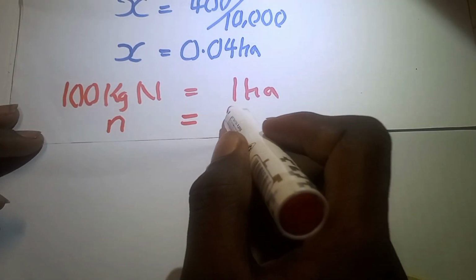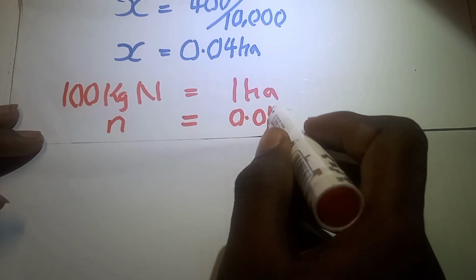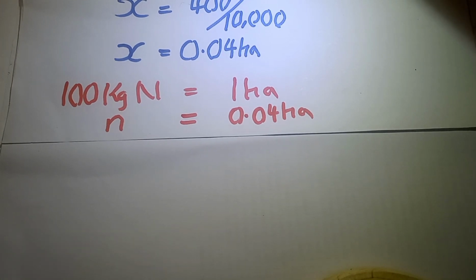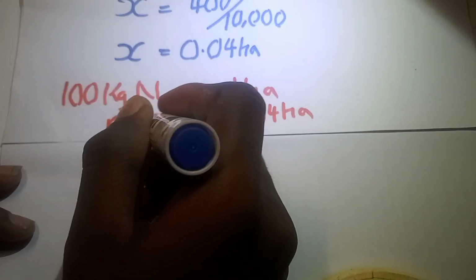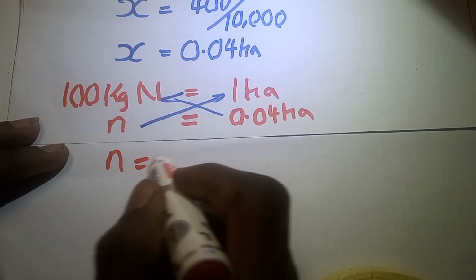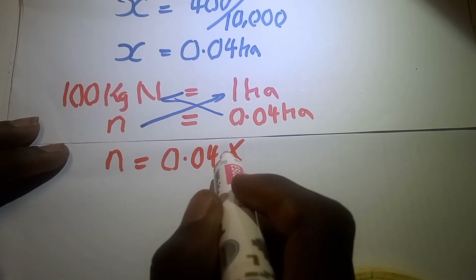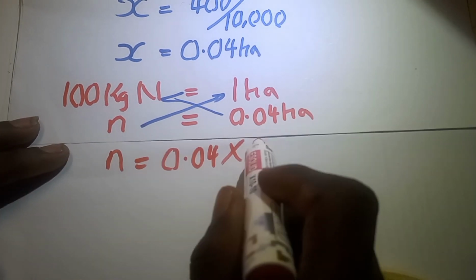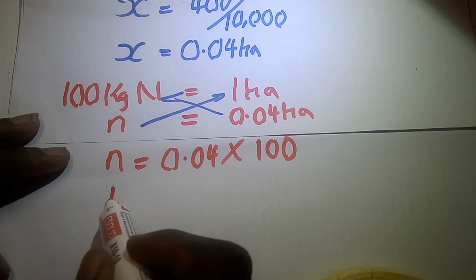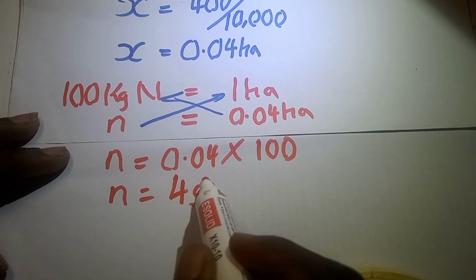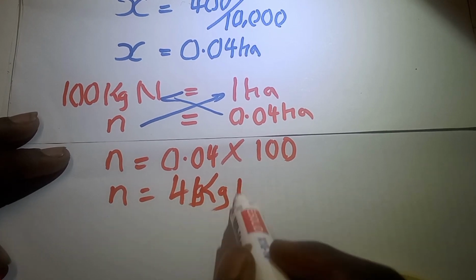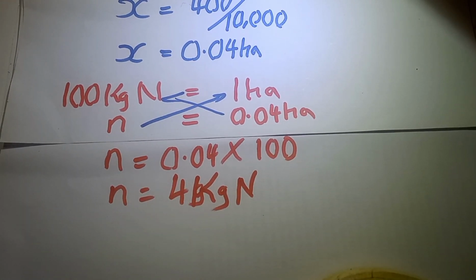Small n is equal to 0.04 hectare. So now, what's the value of n? It still follows the same approach. You are going to be cross multiplying, whereby this goes to this and this goes to this. So if you cross multiply, the value of n is equal to 0.04 multiplied by 100. If you punch your calculator, the value of n is 4 kilogram. No, it's not 4 gram, it's 4 kilogram of n that we'll be using in our area.